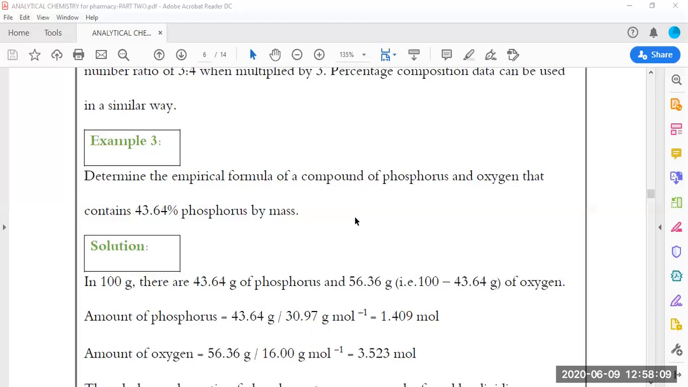So in this example, you know the phosphorus percentage. Obviously, you can find out the oxygen because you have only 2 elements, phosphorus and oxygen. So if you know the phosphorus, obviously you can find out the oxygen.